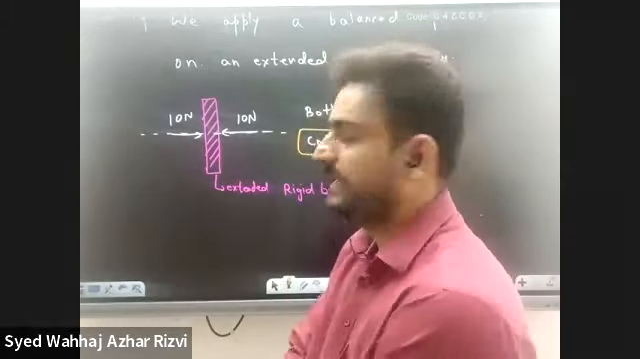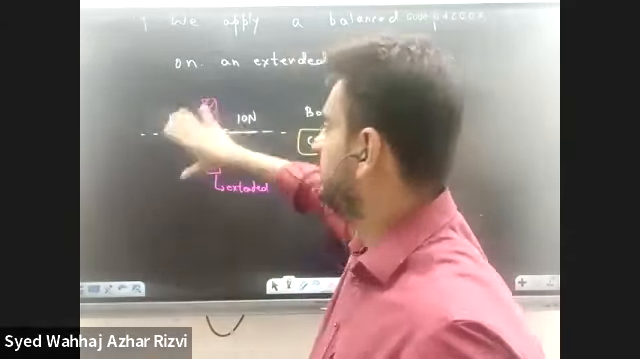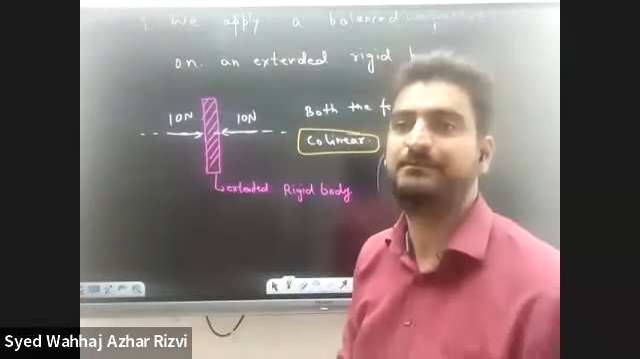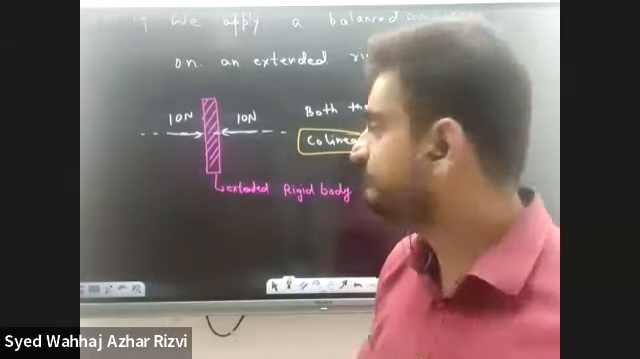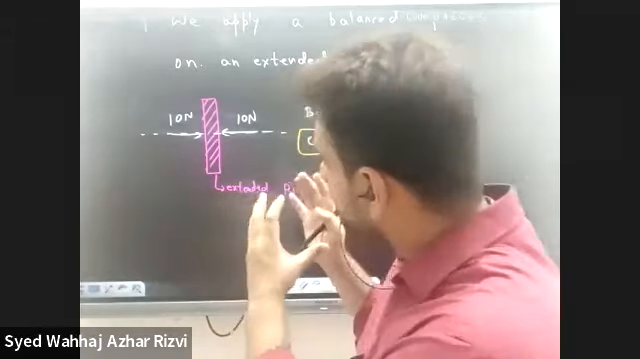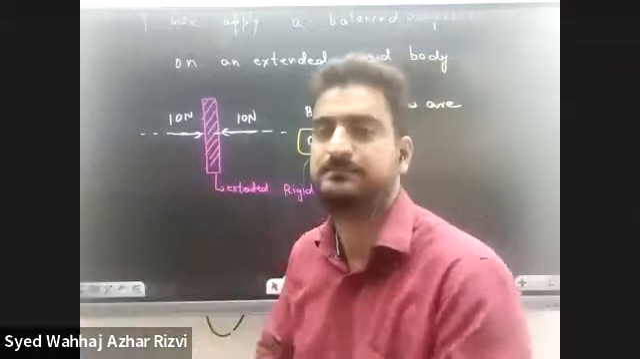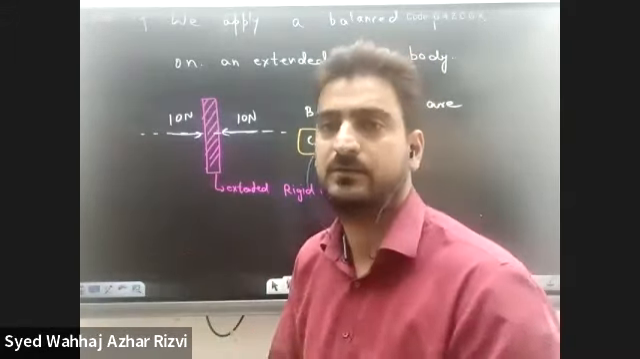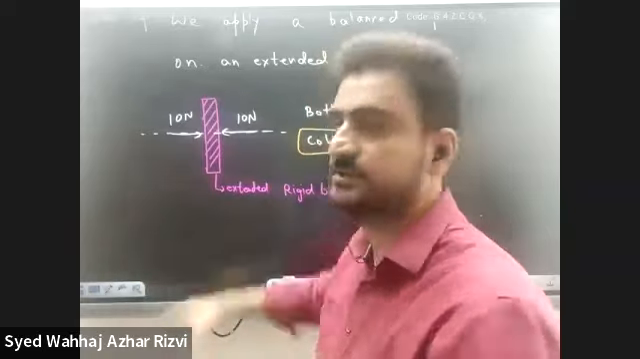Why? If it was made of rubber, if it was not a rigid body, what would have happened? What would have happened to this block if it was made up of rubber? Made up of cloth? Or made up of cotton?